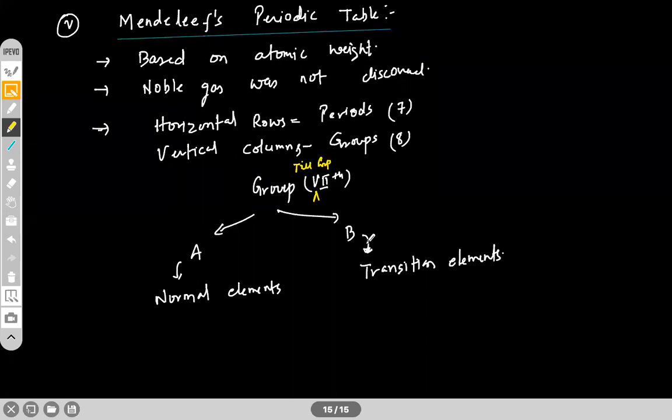One last point on this: the elements belonging to the same group exhibit similar properties.